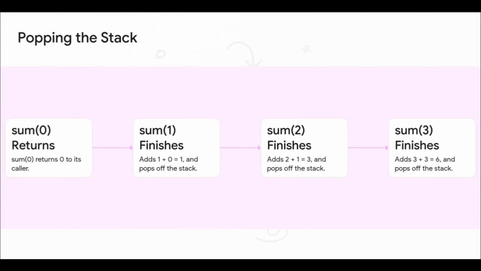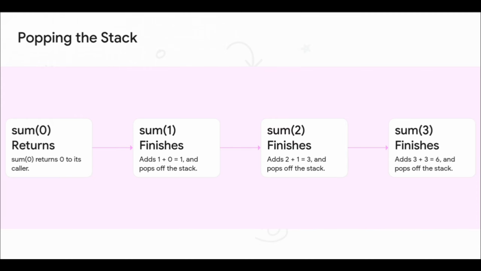So now, watch the stack rapidly shrink as a cascade of returns triggers that LIFO process we talked about. Sum 0 returns 0 to its caller. Now sum 1 can finally wake up. It adds 1 plus 0, gets 1, and its plate pops off the stack. Then sum 2 wakes up, adds 2 plus 1, gets 3, and pops off. Finally, our original sum 3 takes that 3, adds its own 3, gets 6, and pops off.